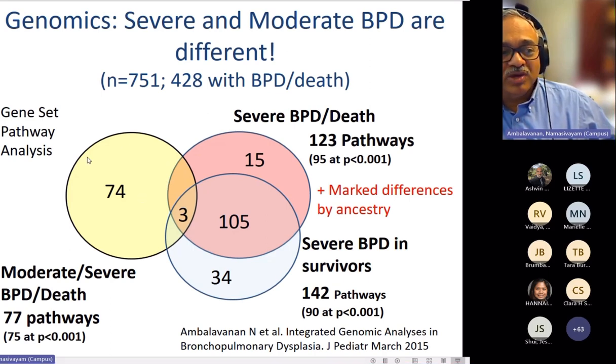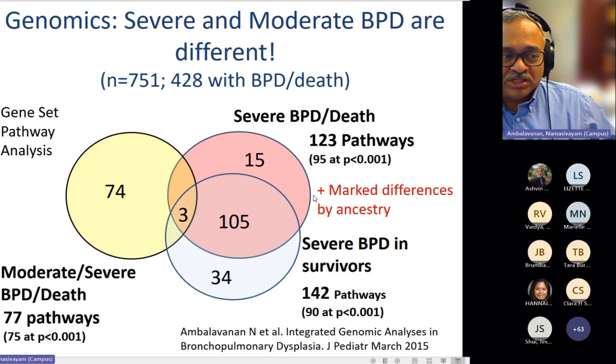And this is the pathway analysis. There are different pathways which are associated with BPD. The ones on the left here are associated with moderate to severe BPD, and on the right with severe BPD or death. And you can see that they really don't overlap.